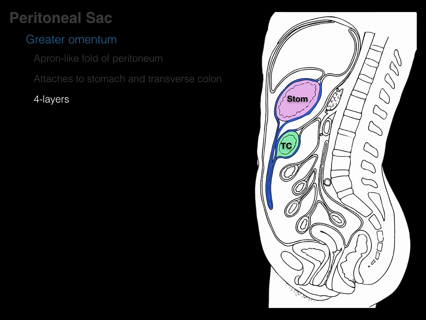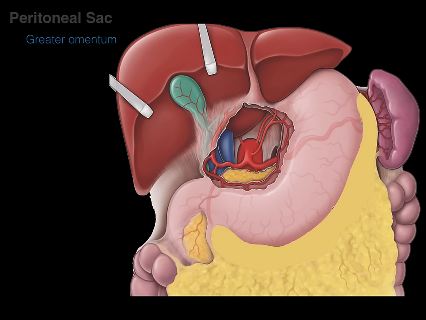And it has four layers. So basically there's two layers that come from the front and back of the stomach and two layers that come from the front and back enveloping the transverse colon. So this major part of the greater omentum has four layers.